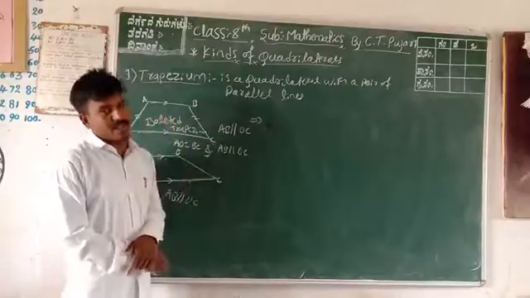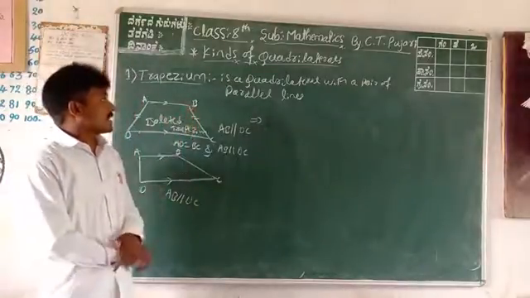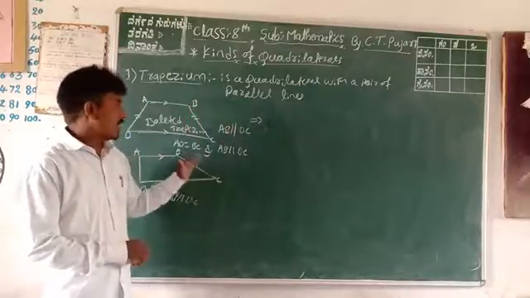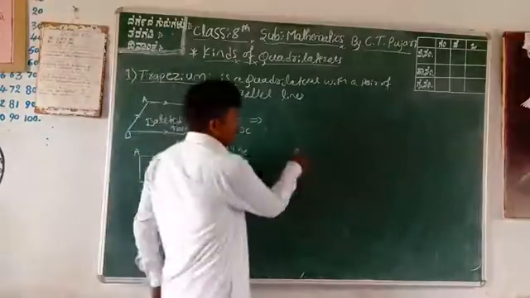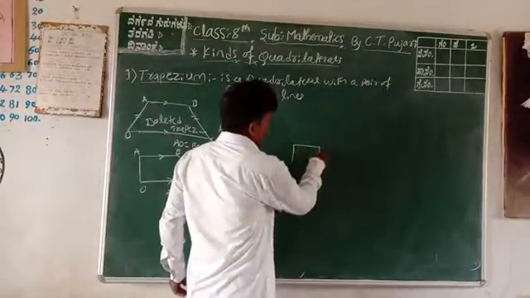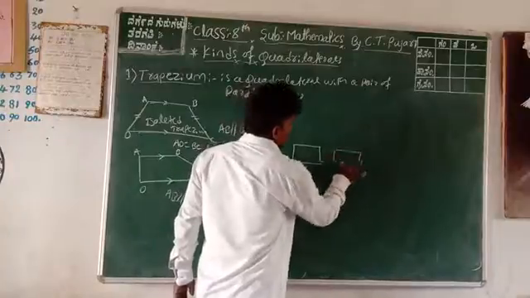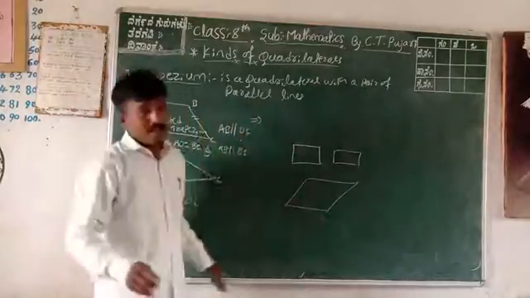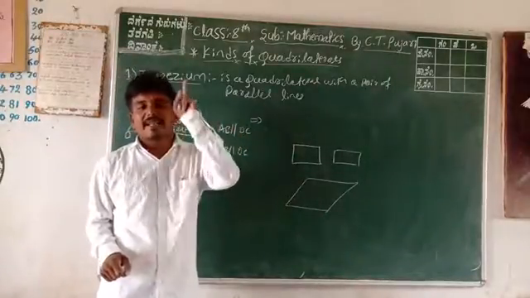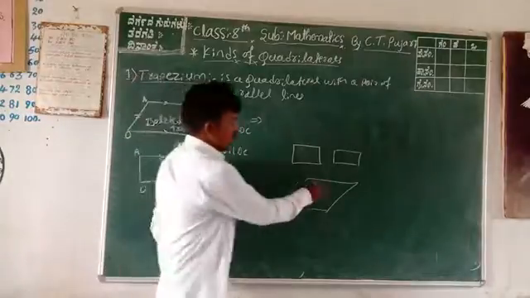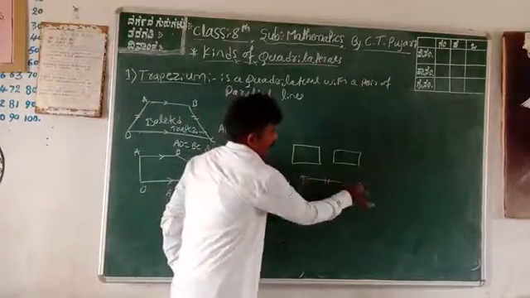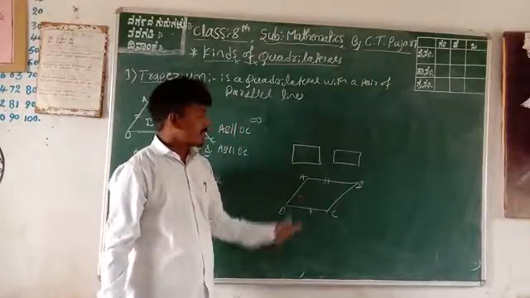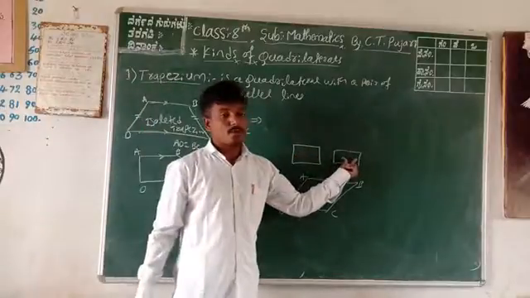Otherwise, the trapezium has only a few characters. In the trapezium, only one pair is parallel. These all are trapezium. But otherwise, square is also a trapezium, rectangle is also a trapezium, parallelogram is also a trapezium, because we only want one pair to be parallel, that is exactly a trapezium. These two are parallel. In this one, there are two pairs of parallel lines. In this one, two pairs of parallel lines. In this one, two pairs of parallel lines.